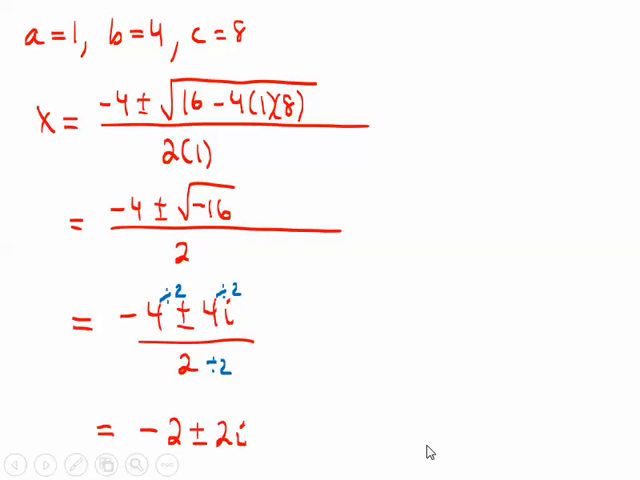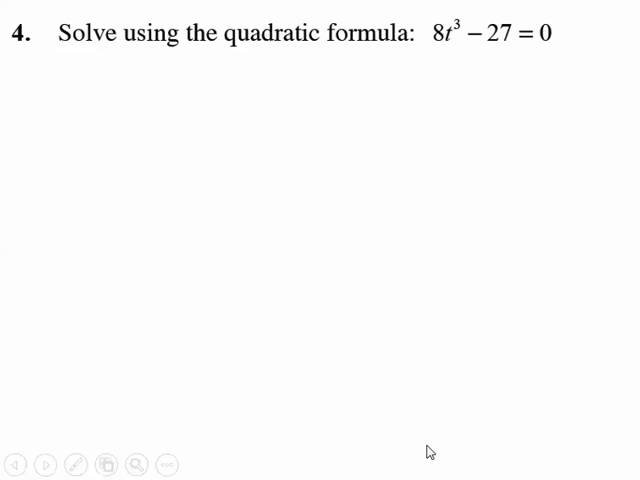And a slightly different one as well. Let's look at this one here. Notice it's not a t squared, it's t cubed. So looking at this here, isn't that a special form though? Doesn't that look like a difference of two perfect cubes? So in this case, we are going to use a little bit of factoring techniques. We're sort of going to combine both factoring and quadratic formula here.